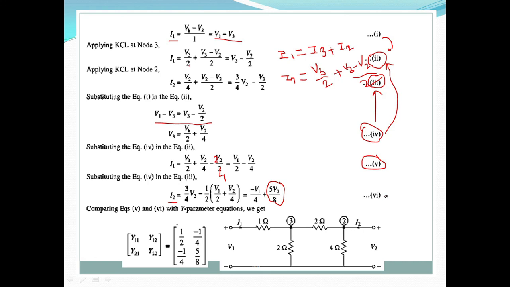Comparing equation number 5 and 6, we find the parameters: this is y11, here is y12, here is y21 and here is y22. Hence y11 is equal to 1 upon 2, y12 is equal to minus 1 upon 4, y21 is equal to minus 1 upon 4, and y22 is equal to 5 upon 8. In this way we have found the parameters.